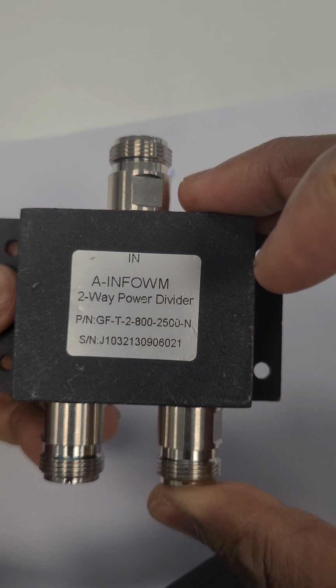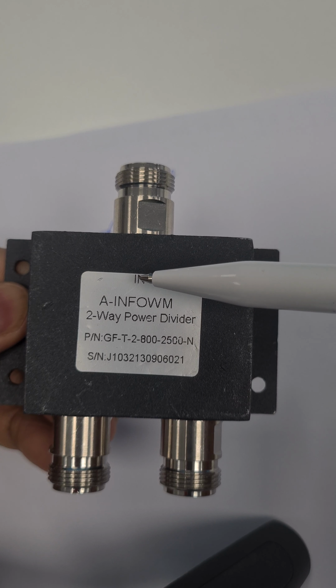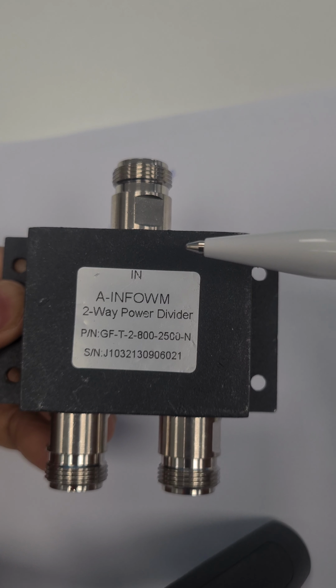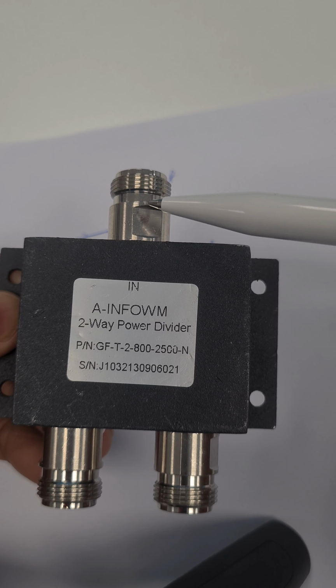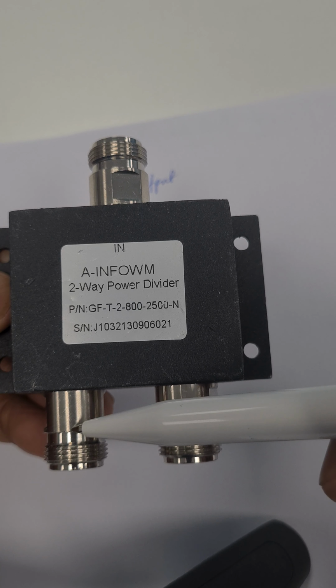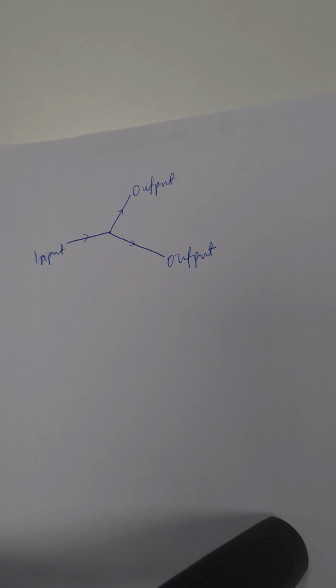Also here we have another power divider. Here it is already indicating, even here is saying it, this is in. So this directly is a 2-way power divider. So signal is coming through here, and you are taking 2 outputs. Okay.